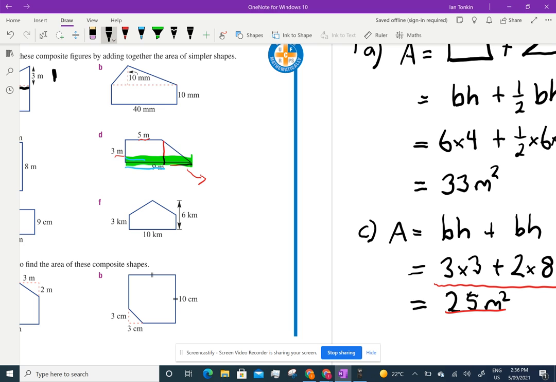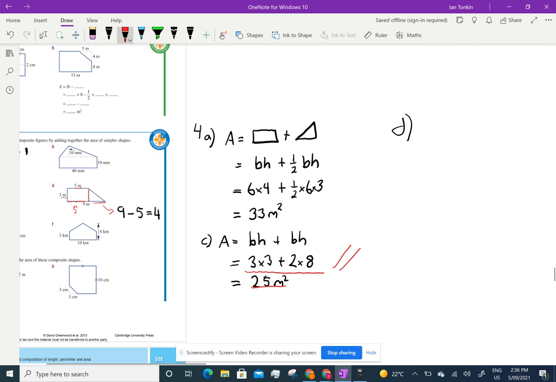So this part that's left over will be 9 minus 5, and that will be 4. Watch me do that again. So we drop a straight line down here. We know that this distance is 5. How do we work out this distance? Well, we know the whole distance is 9, and 9 minus 5 is 4. Now we know that, we just do our normal area.